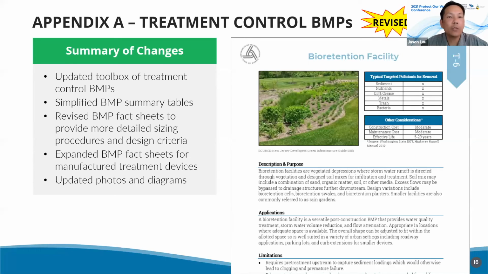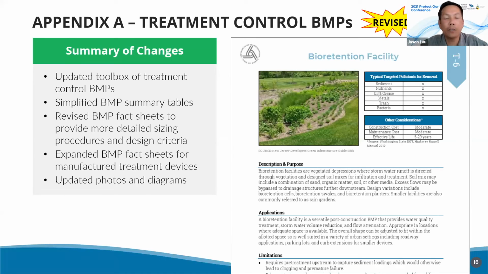Okay, and then lastly, Appendix A, which will include the treatment control BMP fact sheets. These are just an updated toolbox for treatment control BMPs. And these are common to Hawaii and maybe applicable to Hawaii's climate and environment. And we updated some of the BMP summary tables. We simplified it a bit to only include typical targeted pollutants and some other factors such as typical maintenance costs, construction costs. We also revised the fact sheets to provide more detailed sizing guidelines and design criteria. And these are in line with some of the practices that are currently being followed on the mainland.